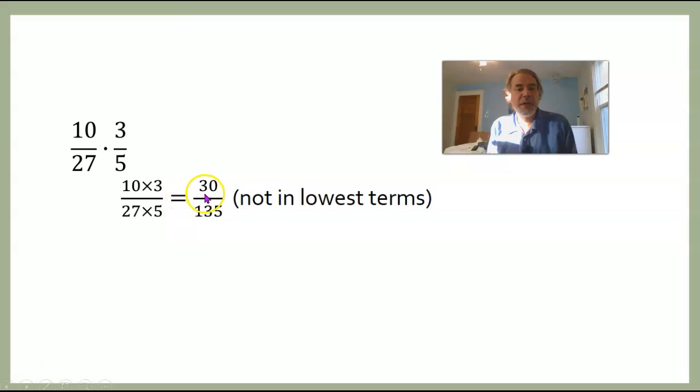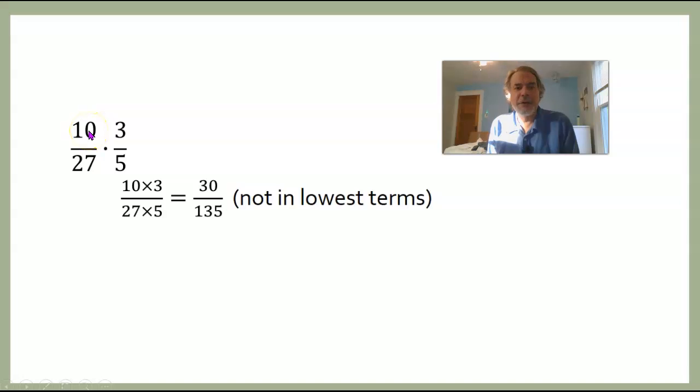So 10 times 3 is 30 on top, over 27 times 5 is 135 on the bottom. And we have multiplied correctly, but this answer is not in lowest terms. It can be simplified. There are things that we can divide by on top and on the bottom to reduce or simplify this. But rather than do that here, let's go back to the original problem and see if we can do some simplifying or dividing out common factors before we multiply it all out.